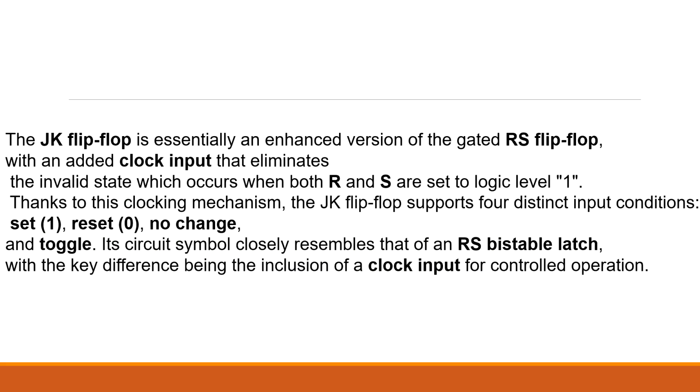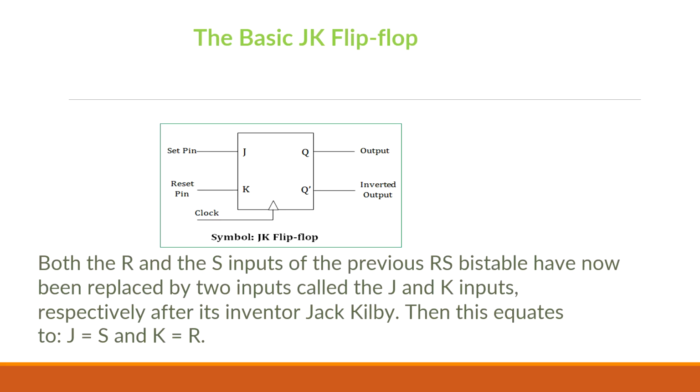The JK flip-flop is essentially an enhanced version of the gated RS flip-flop with an added clock input, which eliminates the invalid state which occurs when both R and S are set to logic level 1. Thanks to this clocking mechanism, the JK flip-flop supports four distinct input conditions: set, reset, no change, and toggle. Its circuit symbol closely resembles an RS bistable latch, with the key difference being the inclusion of a clock input for controlled operation. The basic JK flip-flop.